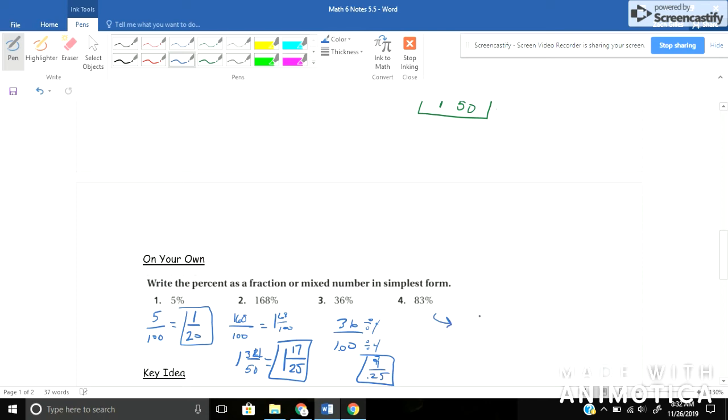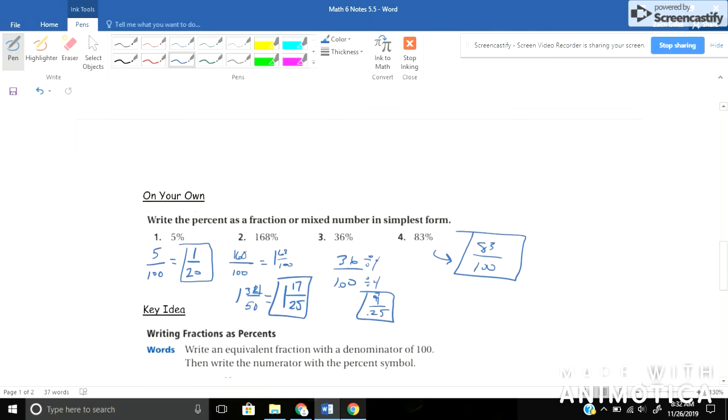And lastly, 83% is 83 over 100. And are there any common factors between 83 and 100 that you could simplify this any further? And the answer is no. So 83 hundredths would be your final answer.